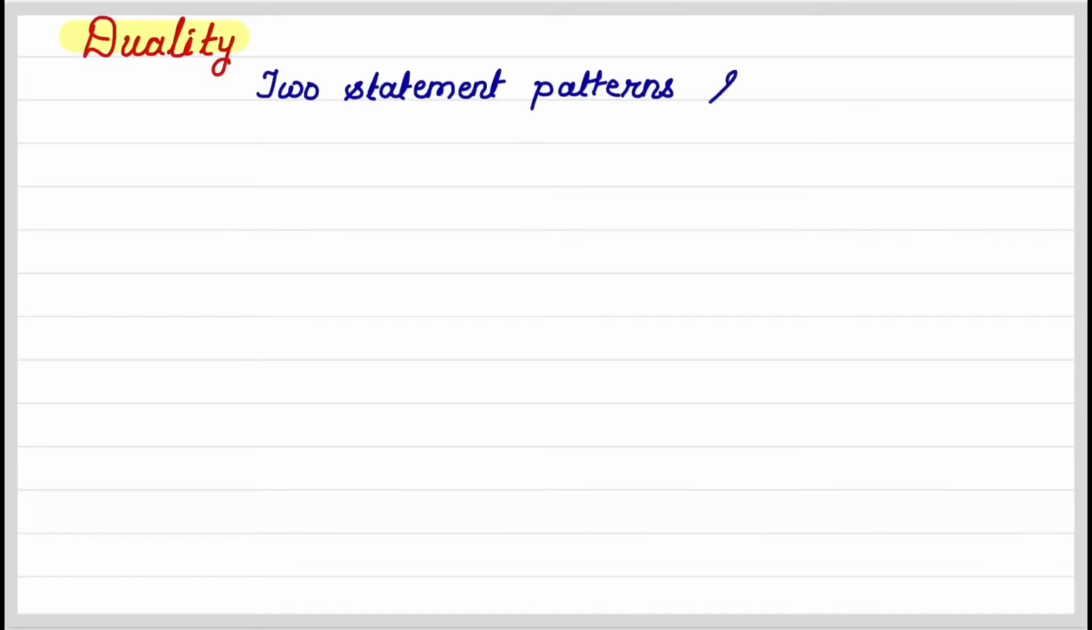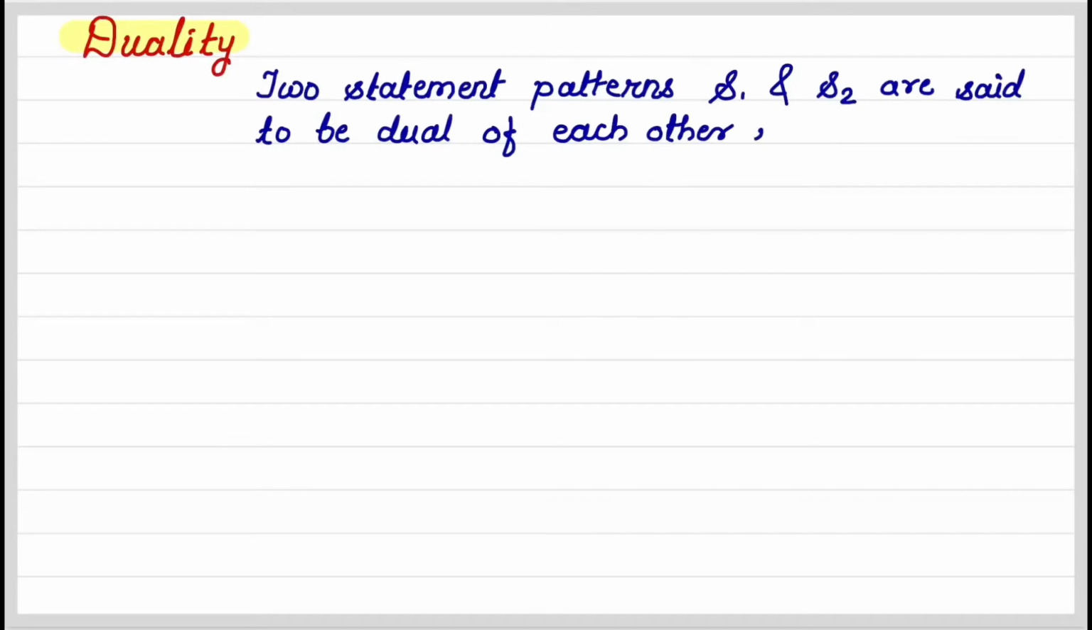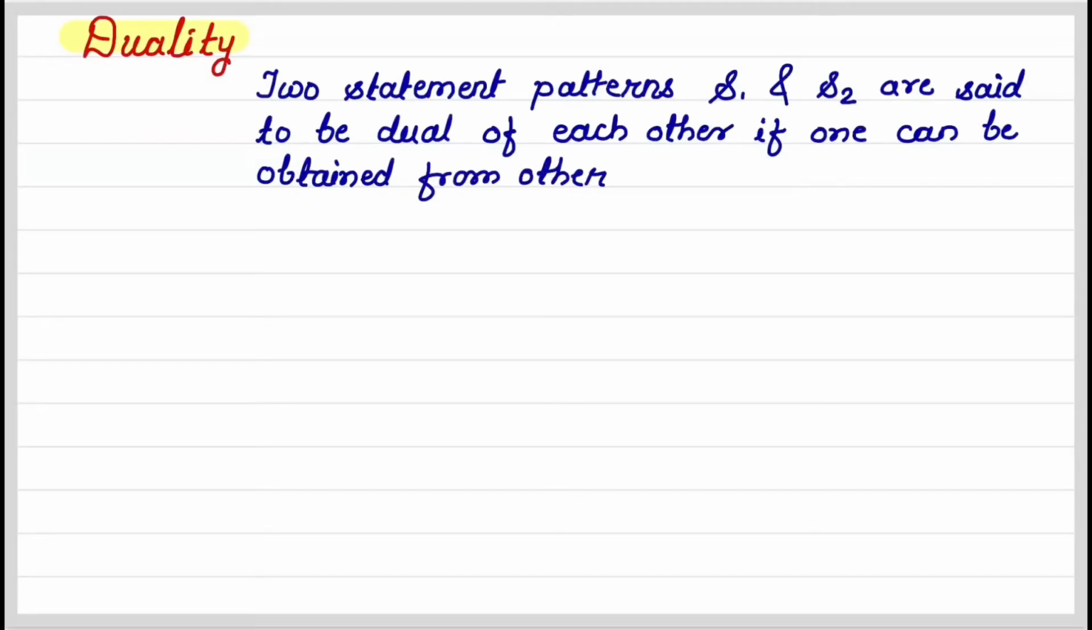Next point is dual. Two statement patterns are said to be dual of each other if one can be obtained from the other by replacing AND by OR and OR by AND. Again, no need to remember this definition, just remember dual means we have to replace AND by OR and OR by AND. To obtain the dual, replace AND by OR and OR by AND. All other symbols remain as they are.